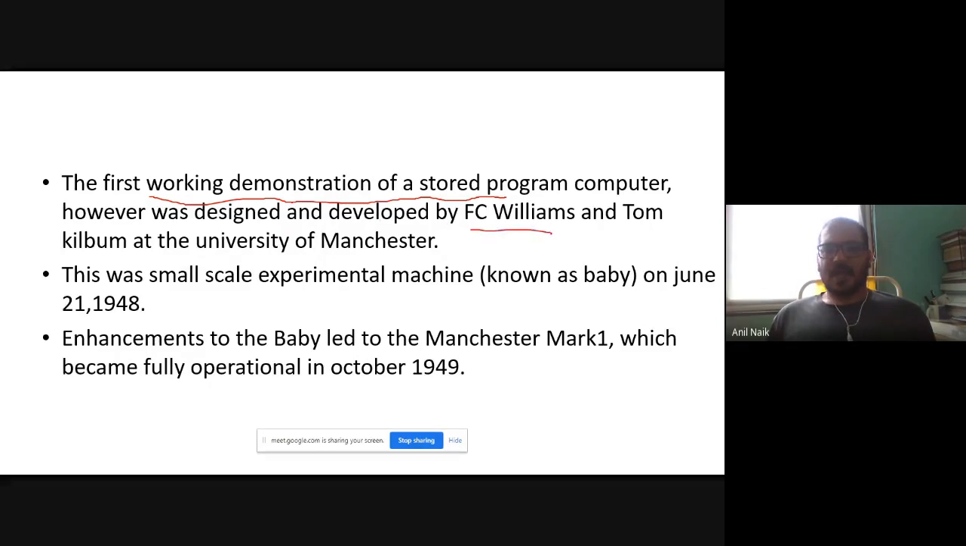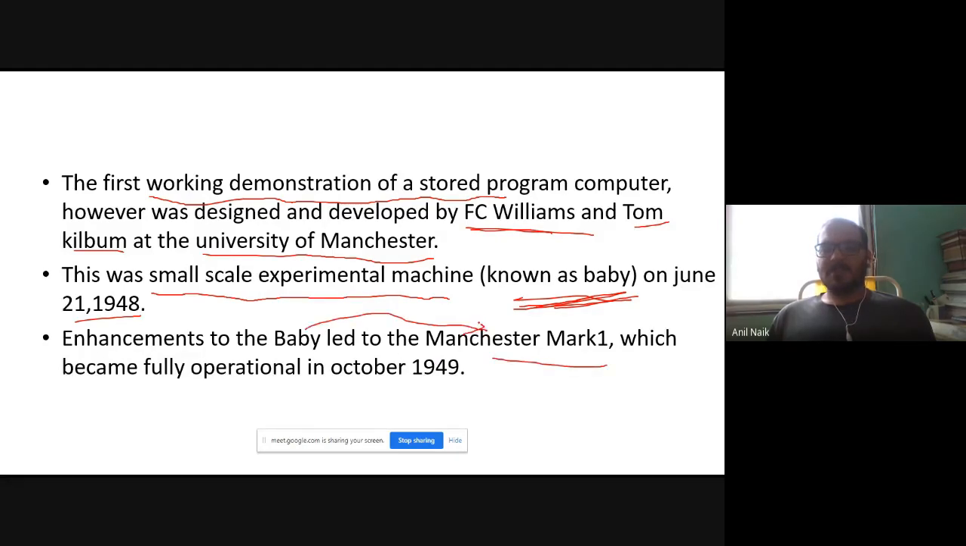The first working demonstration of a stored program computer was designed and developed by F.C. Williams and Tom Kilburn, the scientists at the University of Manchester. This was a small scale experimental machine known as the Baby. On June 21, 1948, the enhancement to the Baby led to the Manchester Mark One, which became fully operational in 1949.